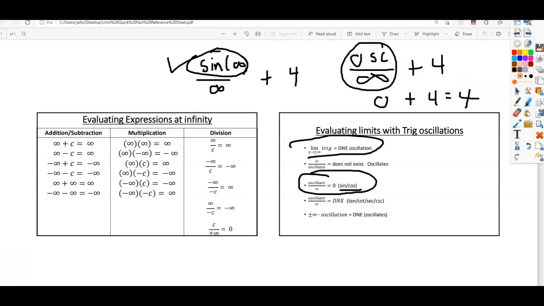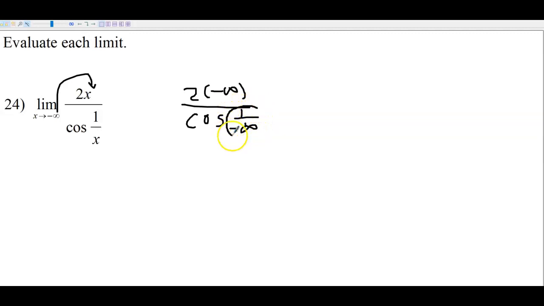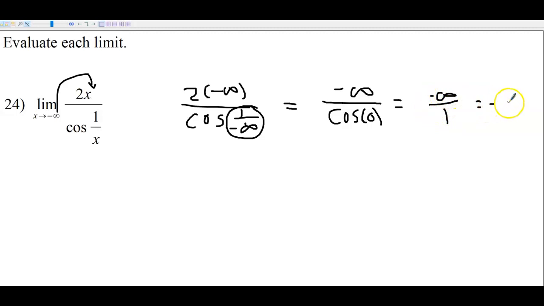All right. Next problem. Let's go ahead and do some direct substitution. We have 2 times negative infinity over cosine of 1 over negative infinity. Now, in our little reference sheet, anytime you have a number over infinity, that's just going to be 0. So this is cosine of 0. And on the top, 2 times negative infinity, that's just negative infinity. Cosine of 0 is 1. And so the answer is going to be negative infinity. Direct substitution, that's all that was required there.